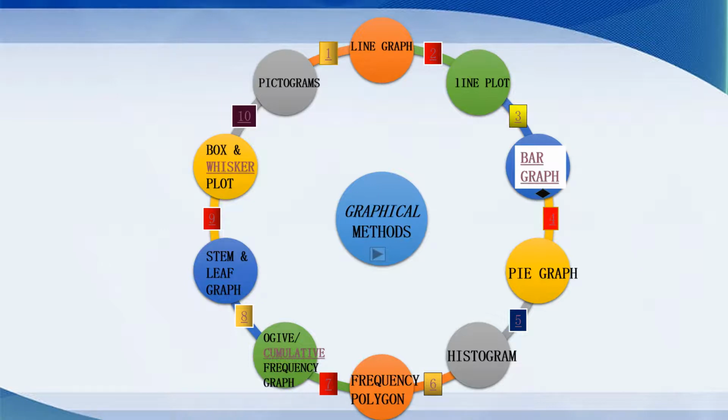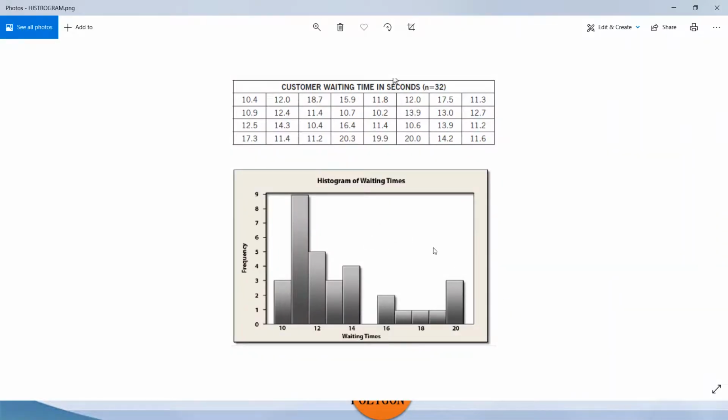For this also I took an example here. This is the example for histogram. Here I took customer waiting time at a service center, in seconds. The total sample size I took is 32. Waiting times I considered on the x-axis and the frequencies of repetitions I considered on the y-axis, which finally gave me a histogram like this.